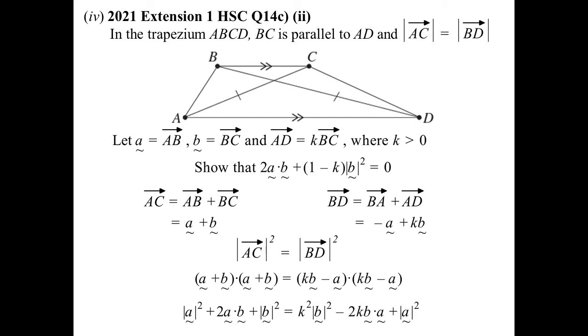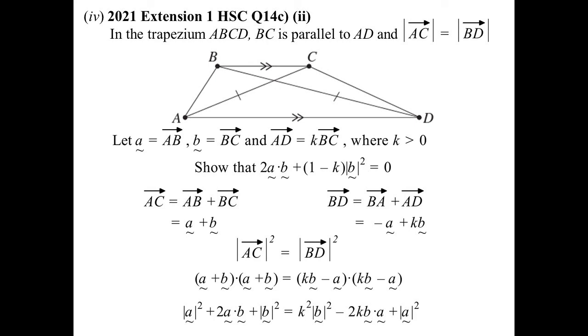But the middle one, of course, I still have to write as A dot B. Don't write it as AB. Remember, you're not multiplying. It's a dot product. So 2 A dot B plus magnitude of B squared. Right-hand side, also a perfect square. So K is just a constant, so K squared times magnitude of B squared, minus 2 times K times B dot A, plus magnitude of A squared.